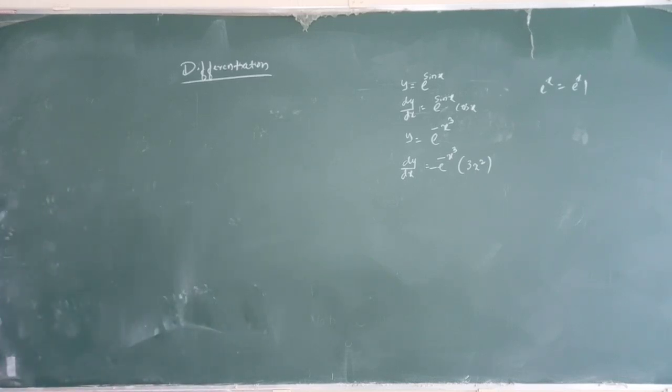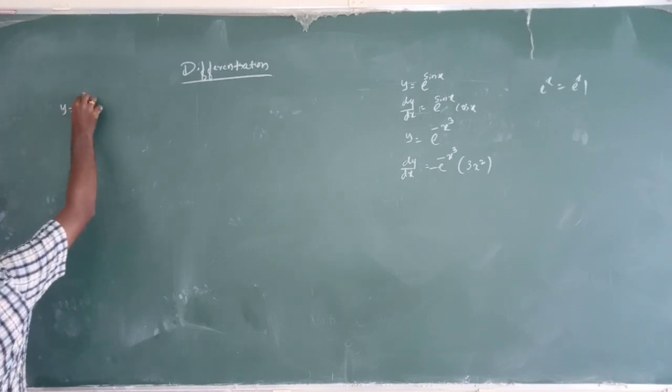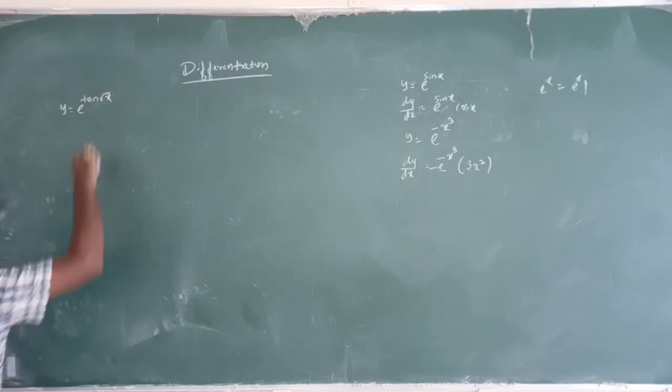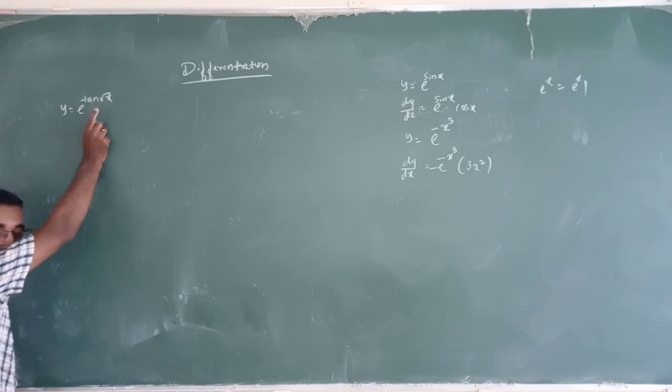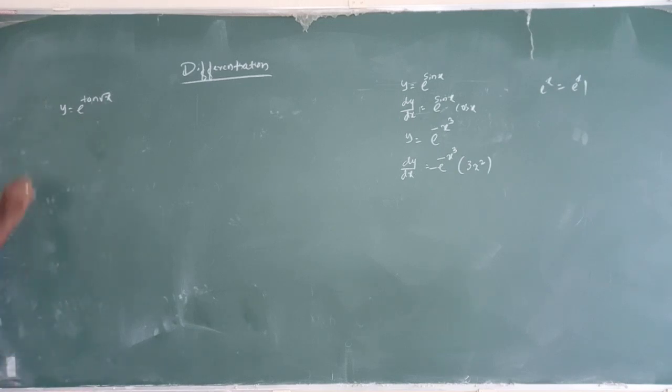Y is equal to e raised to tan of root x. What is the differentiation of this one? This is again e raised to x, but x is in the form of tan of root x. The differentiation of e raised to x is e raised to x. The next differentiation, x means tan of root x.